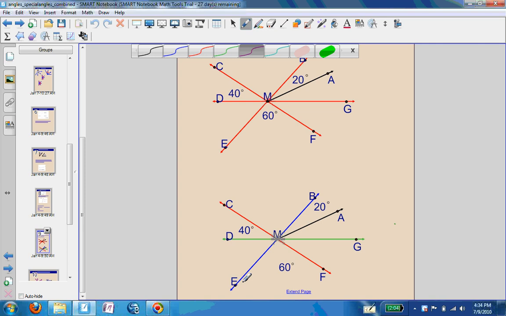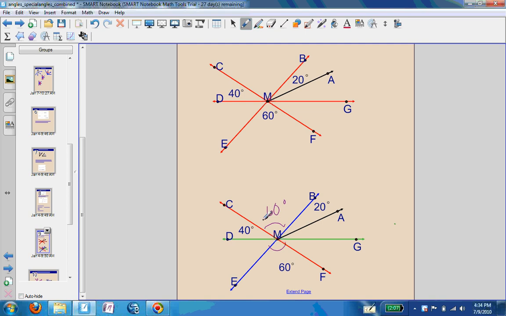Angles are vertical when lines intersect. So if you look at the colors, it helps you to see which lines are intersecting. This blue one and this red one are going to create angles that are vertical from each other. So this angle that's 60 degrees will be congruent to this angle. So that one must be 60 degrees.